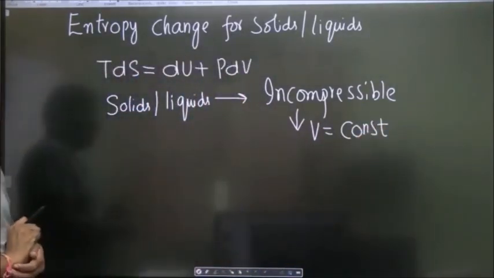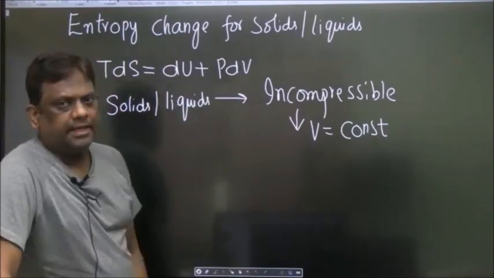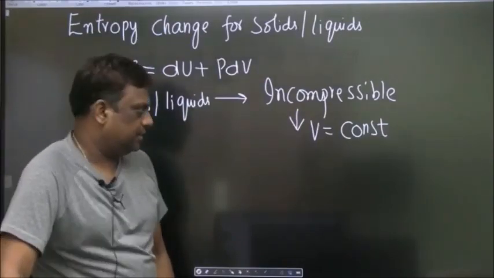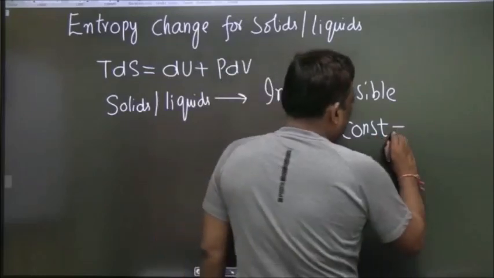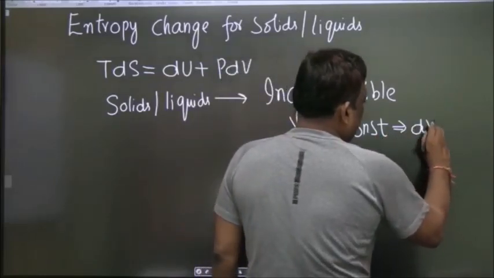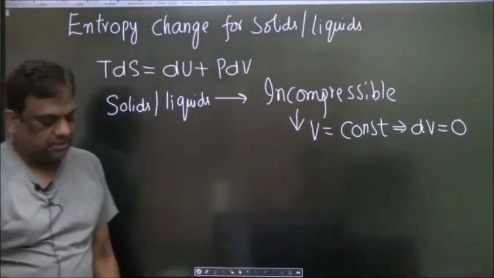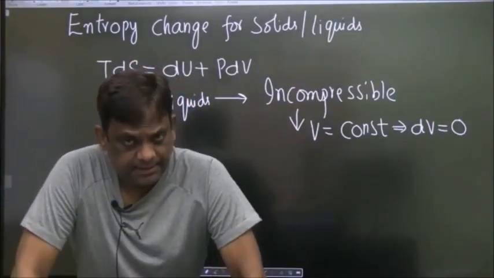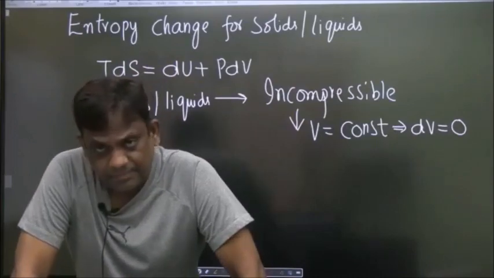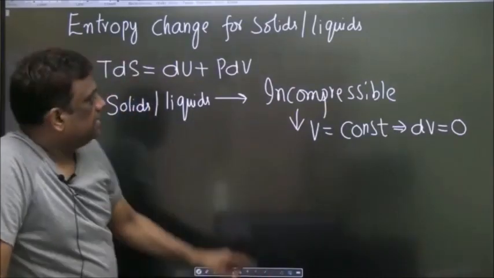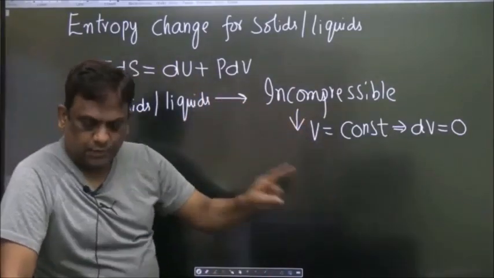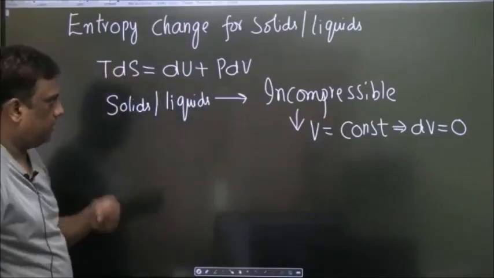Incompressible means volume is constant. That is, the change in volume is equal to 0. Okay, no problem at all.